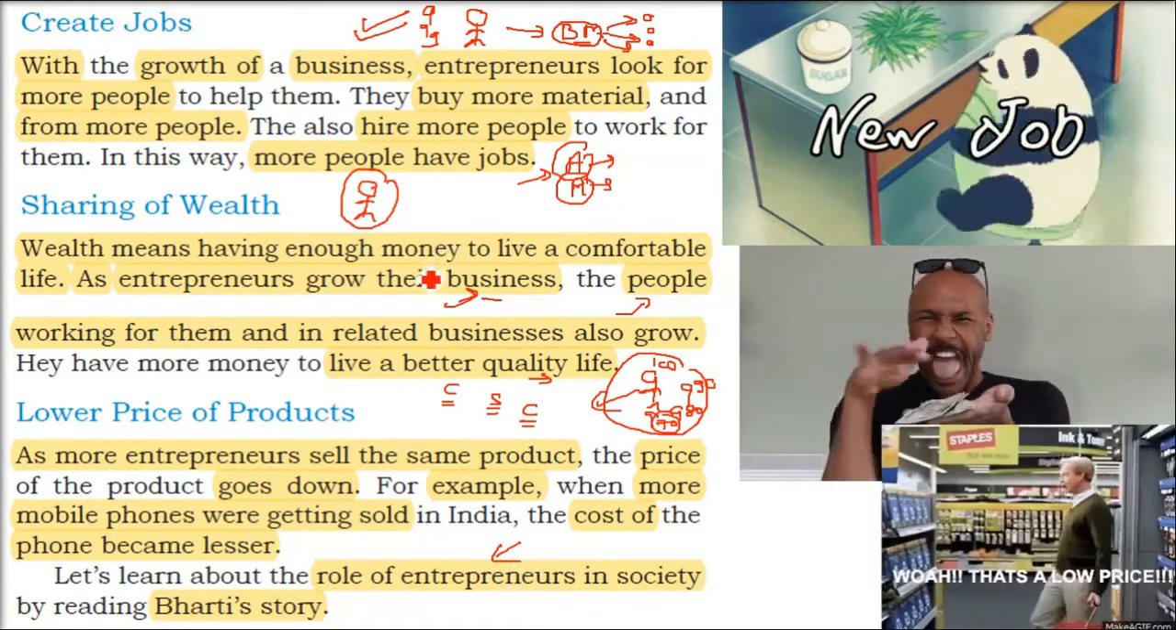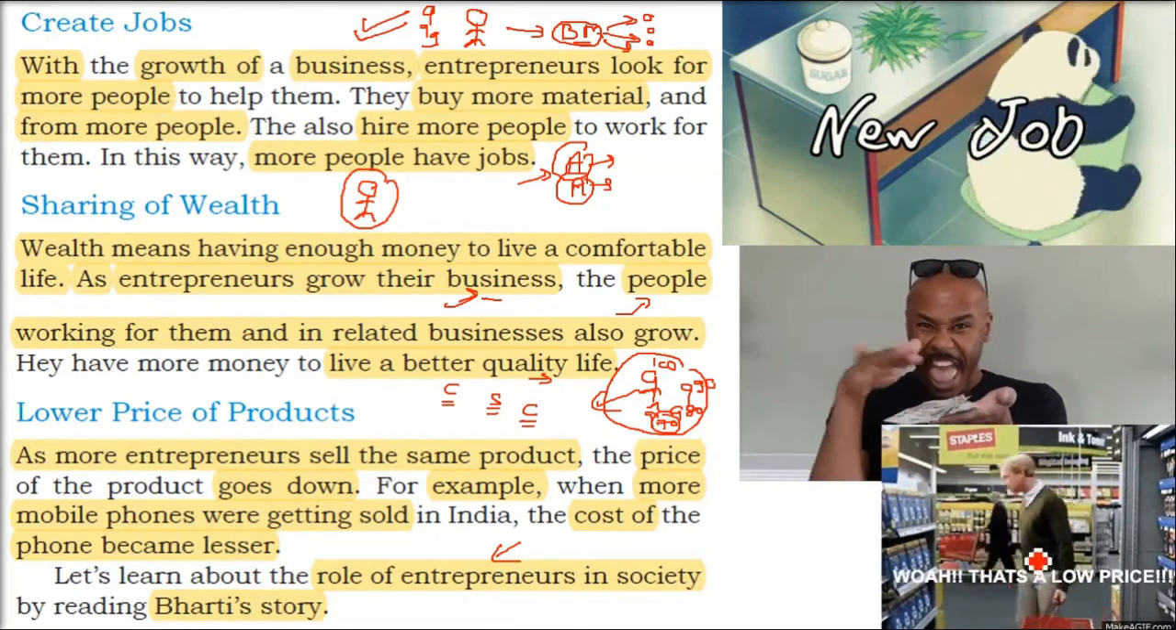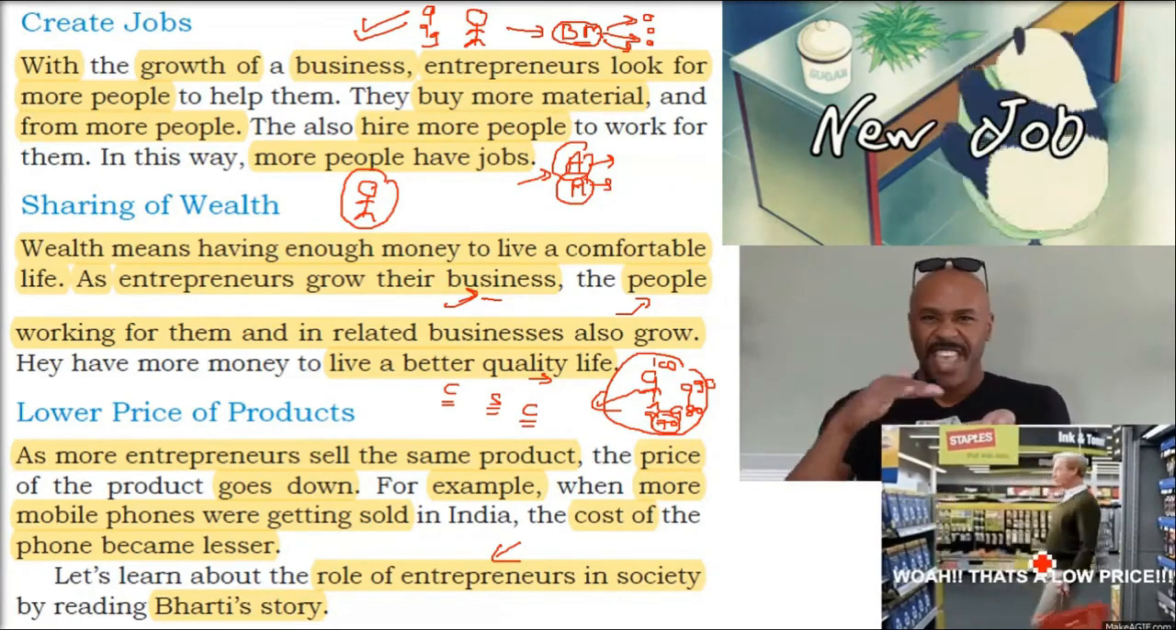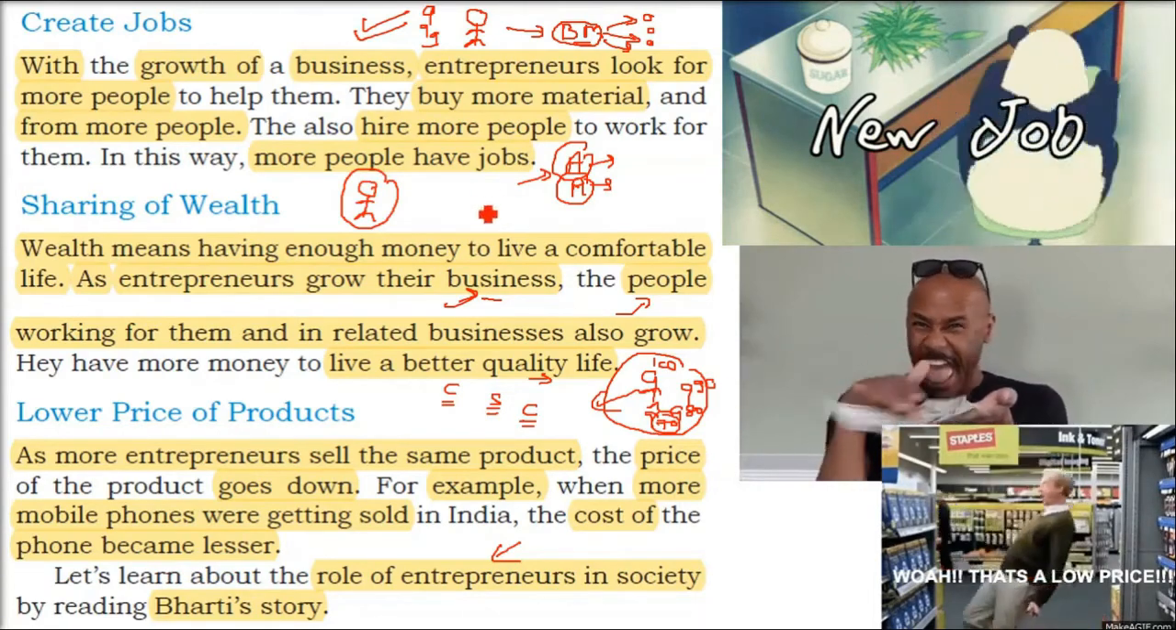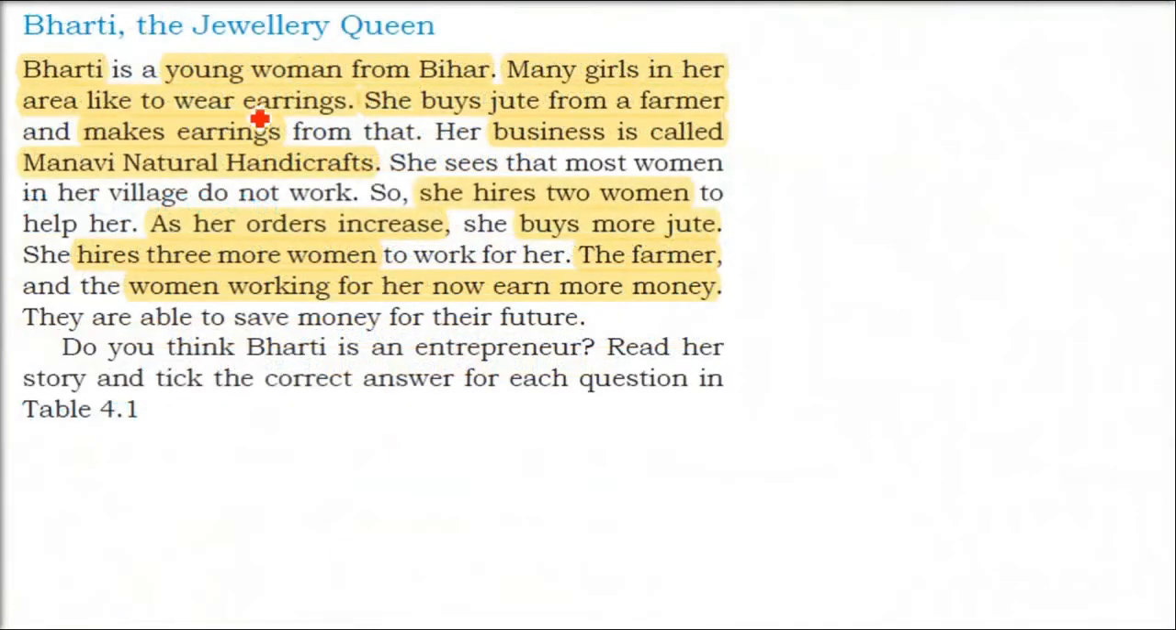So this was the example of lower price of products, less price. If you go outside, you'll see Walmart and Costco. They are giving the products at a very cheap price.